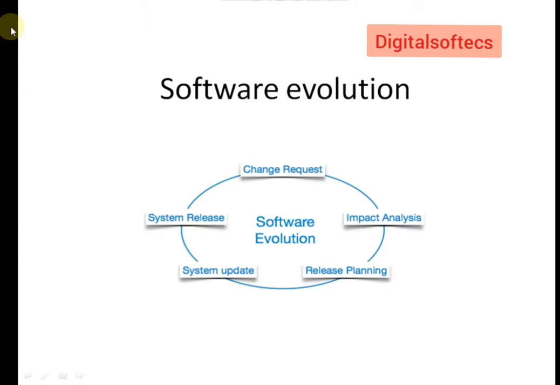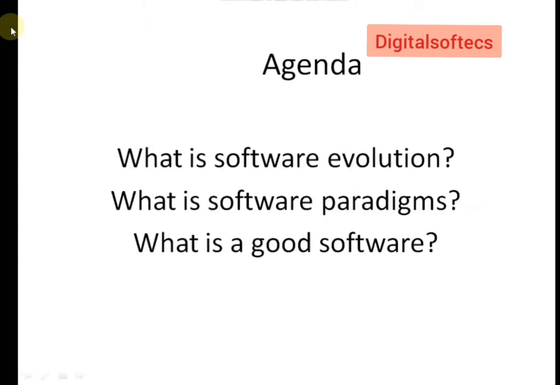What is the agenda for today? Today's agenda is really very simple. What is software evolution? What is software paradigms? What is a good software? What are the attributes of good software? So let's move towards what is software evolution.